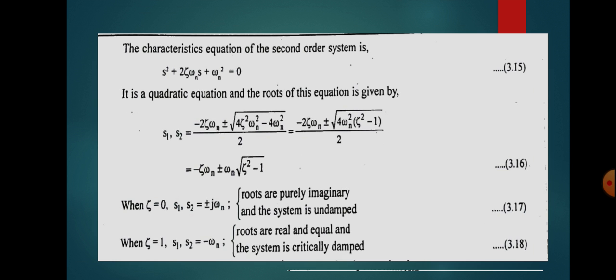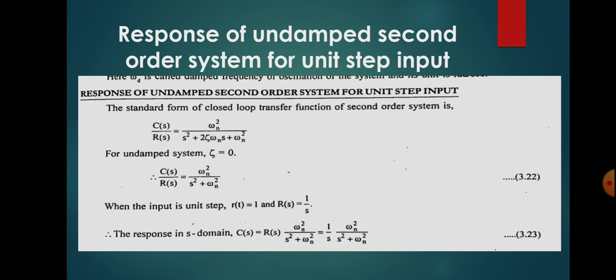Next we will find out the response of a second order system for unit step input, and first we are analyzing the response of the underdamped second order system. We know the standard form of the closed loop transfer function of a second order system is C of s by R of s equal to omega n square divided by s square plus 2 delta omega n s plus omega n square. This is the closed loop transfer function of a second order system.